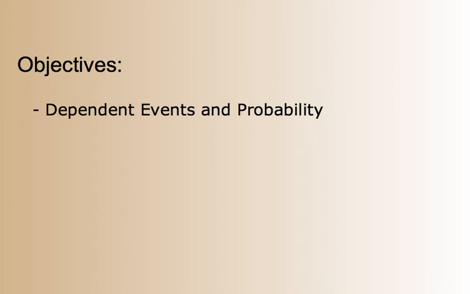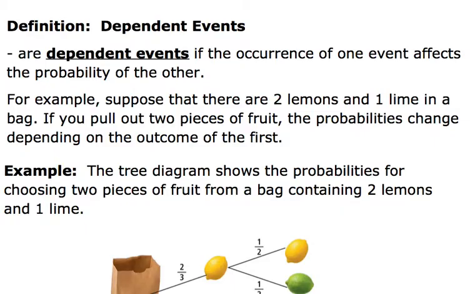Dependent events and probability. So here's the definition of dependent events. Dependent events are if the occurrence of one event affects the probability of the other. For example, we're going to look below here.